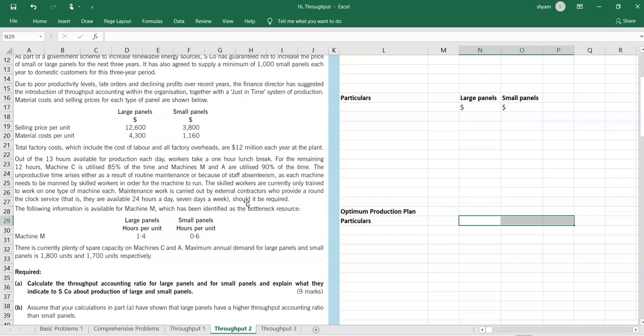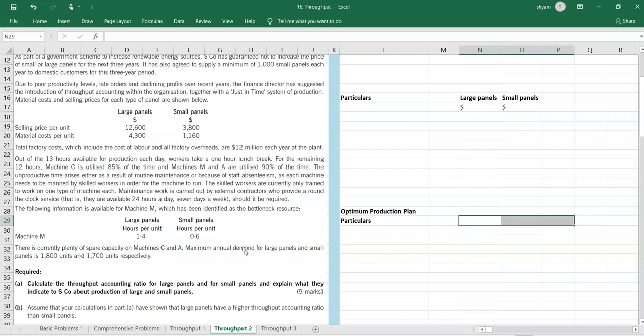Why are they giving this information? Sometimes it might be useful for discussion-based or theory questions. The following information is available for machine M, which has been identified as the bottleneck resource. Large panel hours per unit: it takes 1.4 hours for a large panel to produce 1 unit and 0.6 for a small panel. It's only for machine M, so the other machines, A and C, are not given. There is currently plenty of capacity on machines C and A. That means machine M is the bottleneck resource.